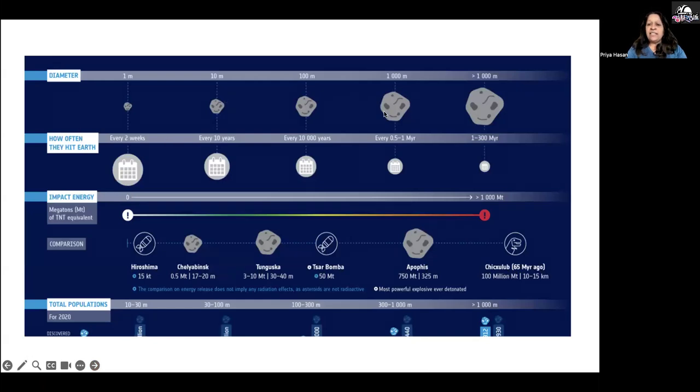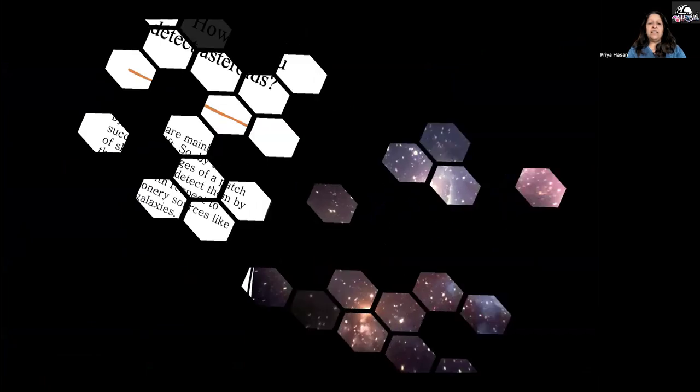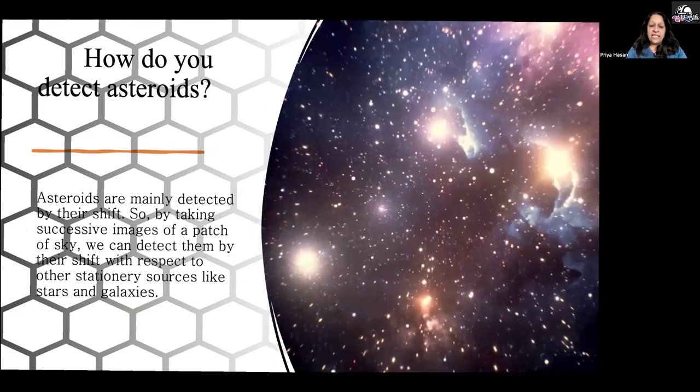Now, like I said, there are different kinds of impactors. They hit us at different frequencies, and depending on the impact energy, this could be like a Hiroshima or Chelyabinsk, Tunguska, and various other events, right? So this could give that kind of an effect. So what is basically done about it? How do we detect asteroids?